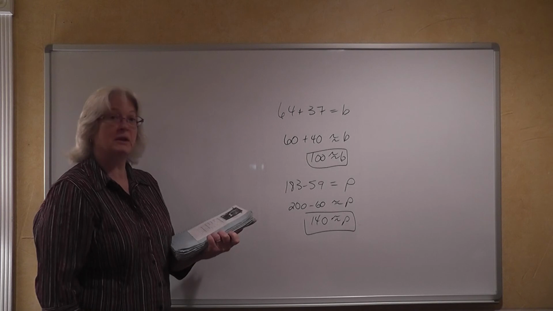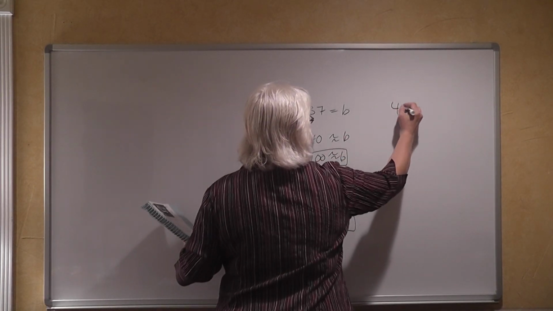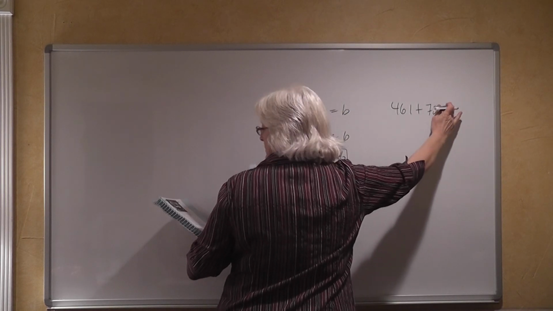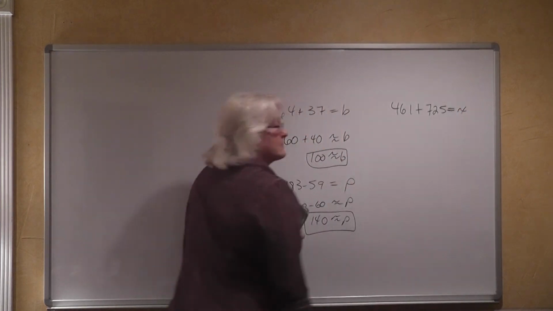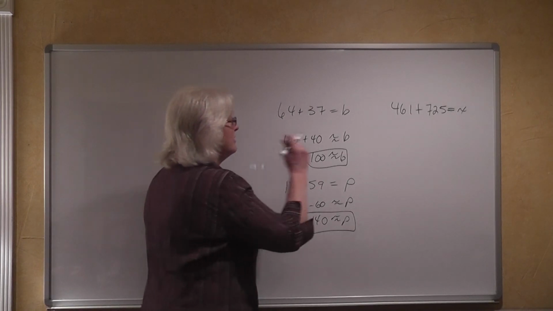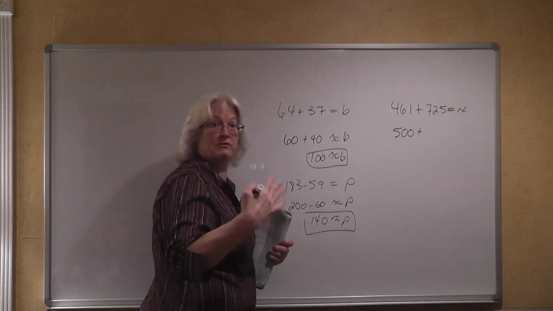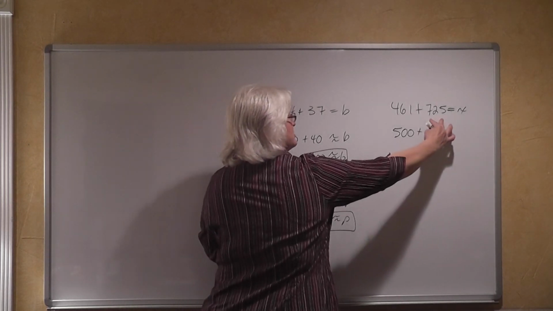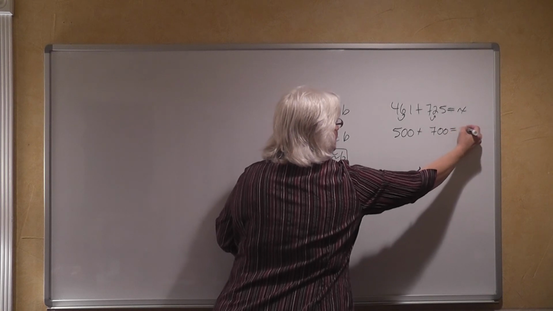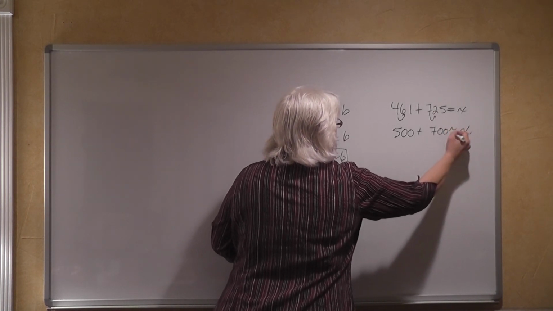Let's see. Estimate the value of the variable by rounding to the nearest 1,000. 461 plus 725 is equal to X. We want to round to the, this says estimate the value of the variable by rounding to the nearest 100. 461, the digit to the right is 6, meaning that 461 is closer on the number line to 500. 725, the digit to the right is a 2, tells us that 725 is closer on the number line to 700 than it is to 800. The value of X is approximately 1,200.